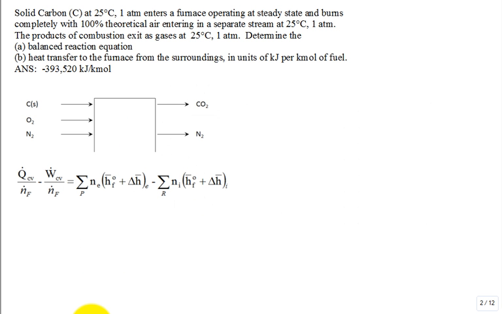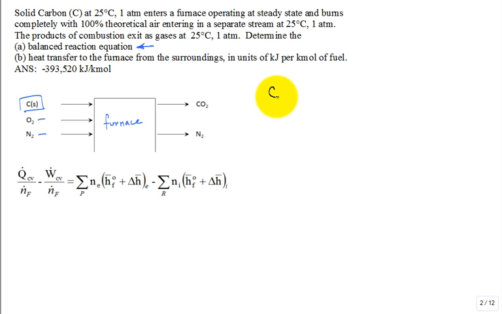There's a problem. Let's go ahead and set it up and solve for it. We have solid carbon at 25 C and 1 atm entering a furnace, operating at steady state and burns completely with 100% theoretical air. So the oxygen and the nitrogen come from air. Let's go ahead and get a balanced reaction equation, part A.